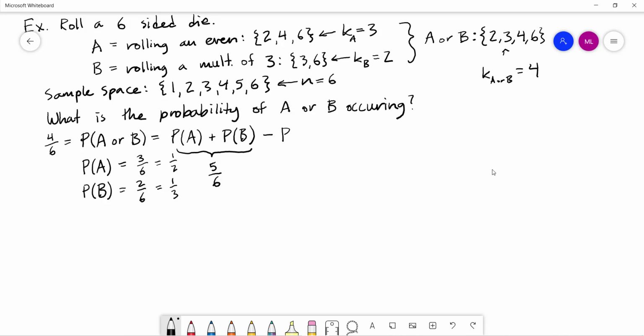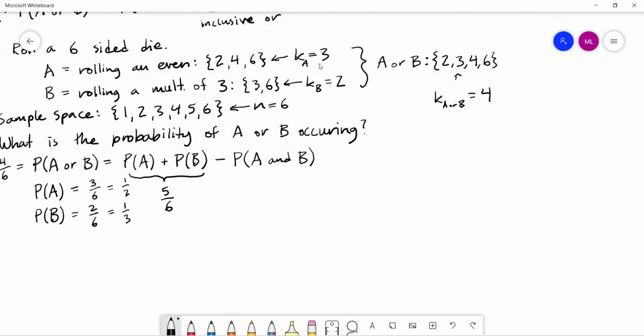And the way that we're going to write that is we're going to remove the probability of anything that's in both A and B. So we're going to use the word and, A and B, to represent things that show up in both lists. So for example, in this case, if I come back over to this side over here, if we did A and B, that event is made up of just the 6 by itself. It's the one thing that shows up in both lists.